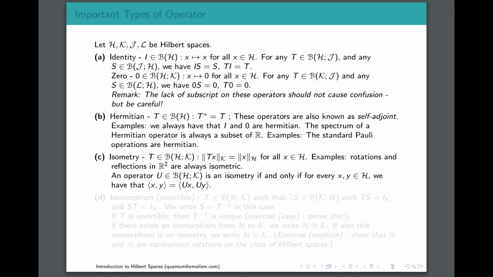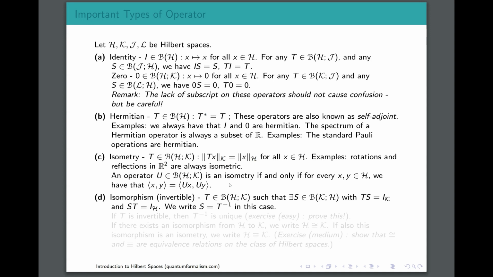Here's another important thing you need to know about isometries in the case of Hilbert spaces. An operator U is an isometry if and only if for every x and y in H, the inner product of x and y is equal to the inner product of Ux and Uy. So not only does U preserve the norm, it preserves the inner product as well. This is a nice exercise to try at home as well.